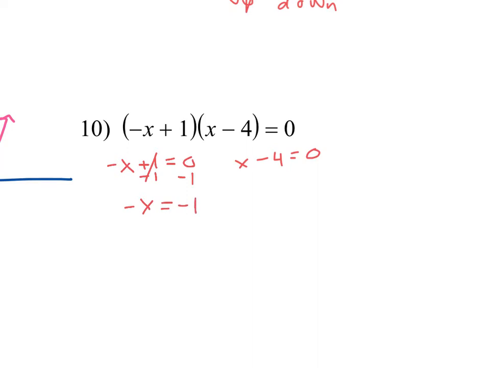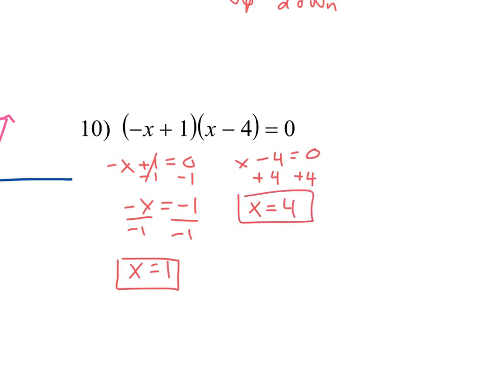And how do we get rid of that negative in front of the x? Not add. We can multiply or divide by -1. Multiplying and dividing would get you the same thing. So what's negative x divided by -1? Just x. And what's -1 divided by -1? 1. So that's one of our zeros. And then how do we solve for x in our second little equation? Add 4 on both sides. So we get x is equal to 4. So those are our two zeros.